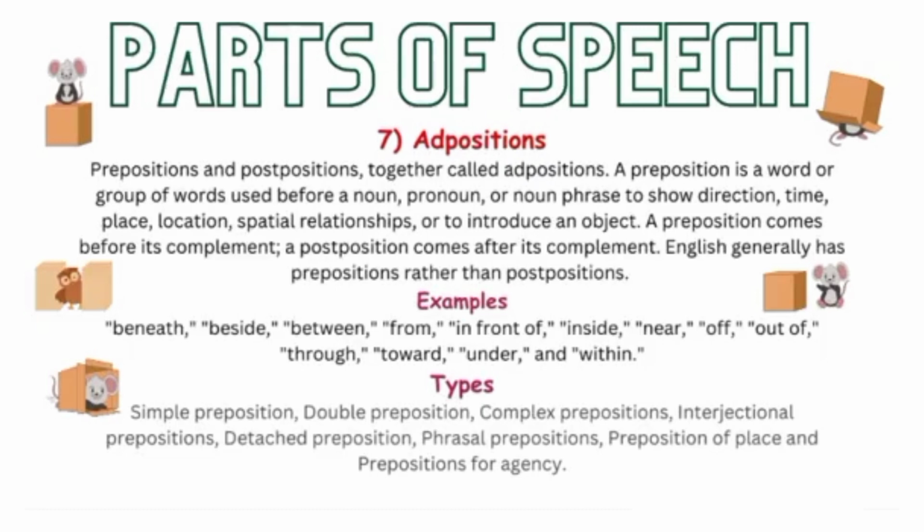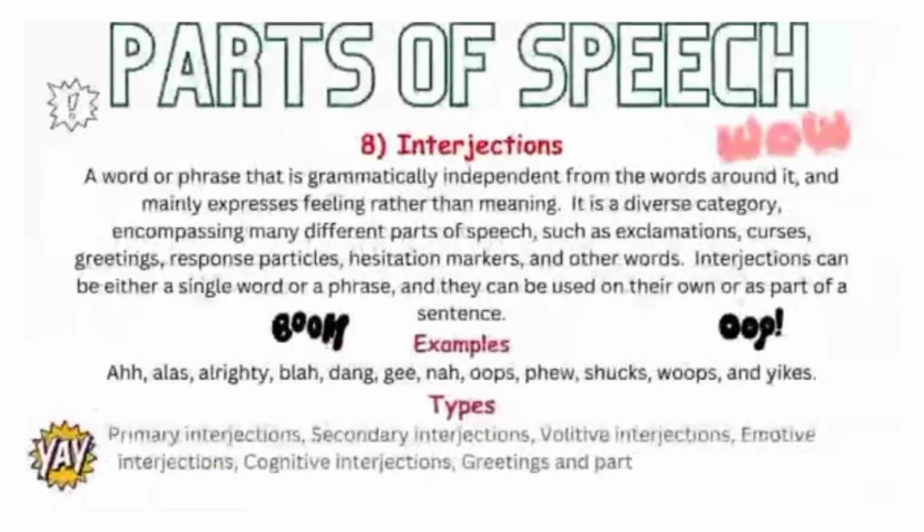English generally has prepositions rather than postpositions, like beneath, beside, between, from, in front of, inside, near, off, out of, through, toward, under, and within. The types of preposition are simple preposition, double preposition, complex prepositions, interjectional prepositions, detached preposition, phrasal prepositions, preposition of place, and prepositions for agency.